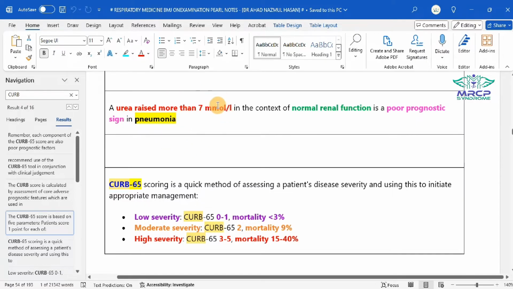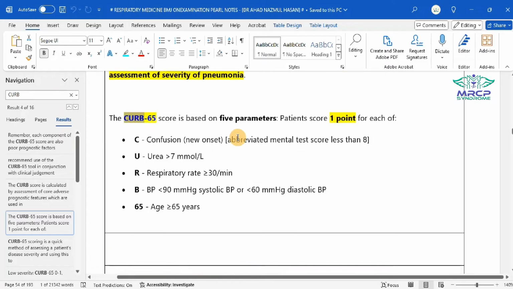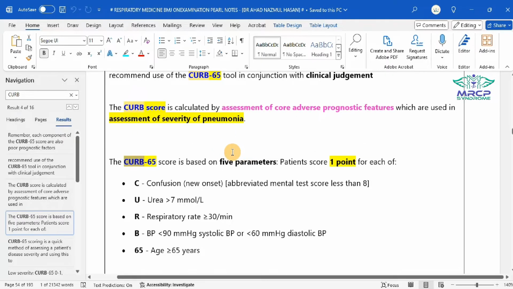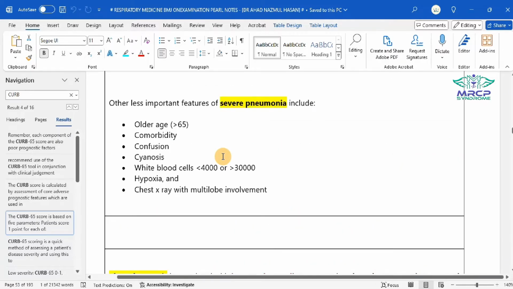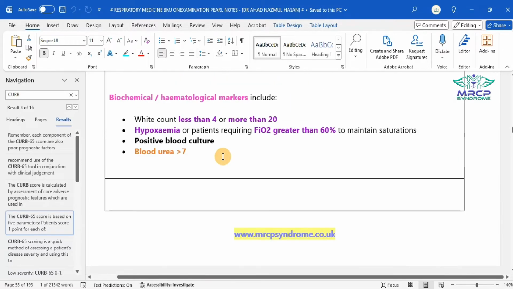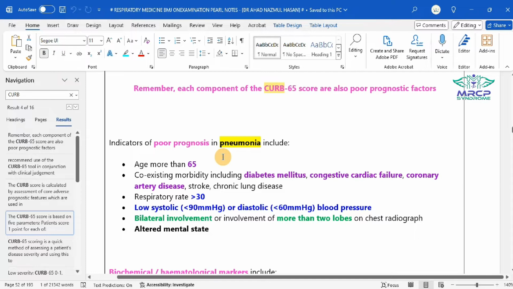Whenever the urea level is greater than 7, this is also one of the criteria equivalent to 1 point. All the points in the CURB-65 score are also poor prognostic factors. And whenever questions related to pneumonia get tough, they usually ask regarding the poor prognostic factors, and they will also ask regarding the score based treatment.